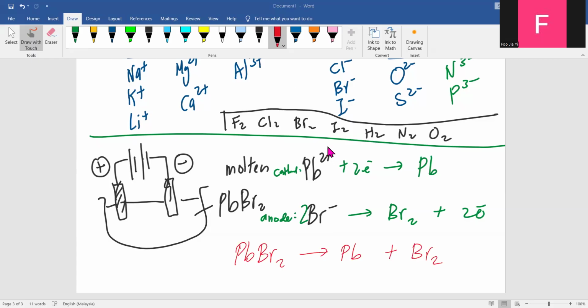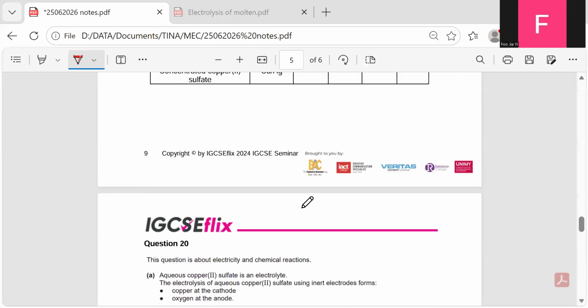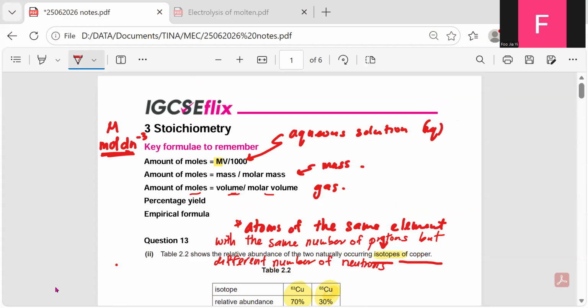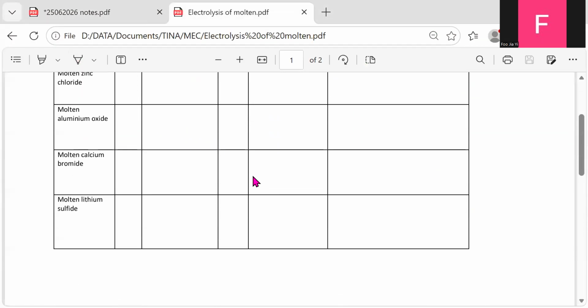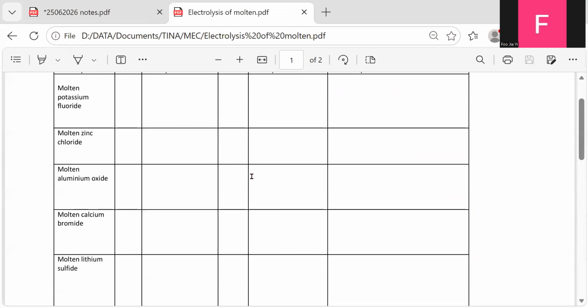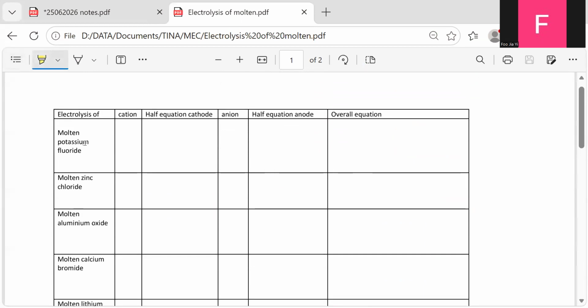Look at your worksheet, the one that I sent you. I gave you. Look at this page. This one, there's two sides, okay? Do the one that says molten. So the one you're learning right now is all molten only. Okay. So this is what I want you to do.